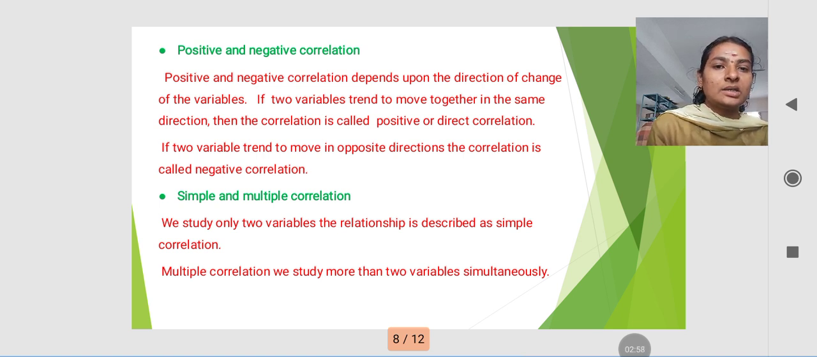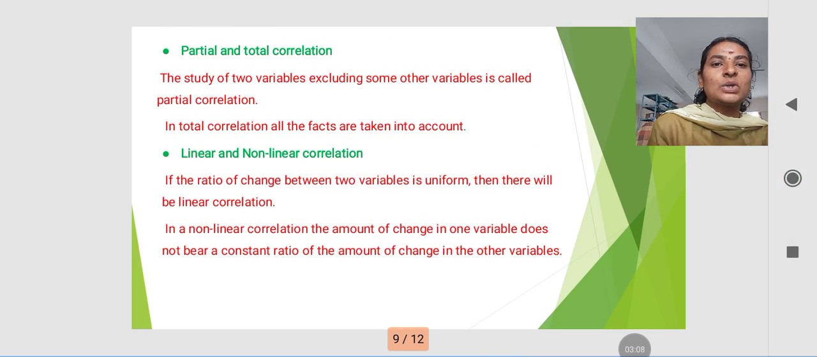In simple correlation, we study only two variables. The relation is described as simple correlation. In multiple correlation, we study more than two variables simultaneously. Partial correlation. The study of two variables excluding some other variables is called partial correlation. In total correlation, all the facts are taken into account.